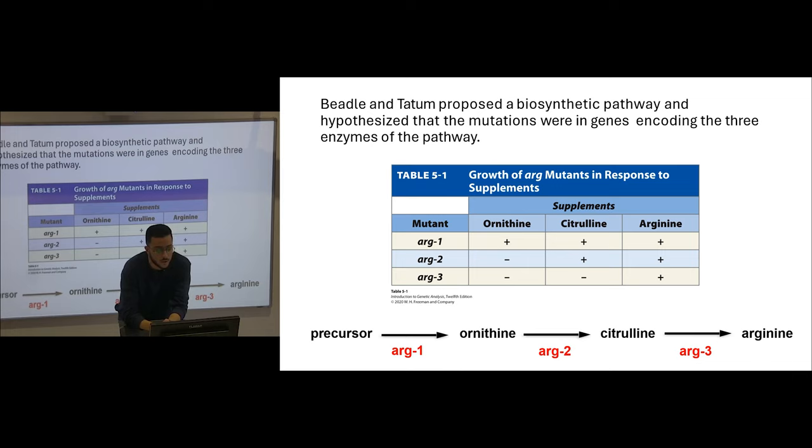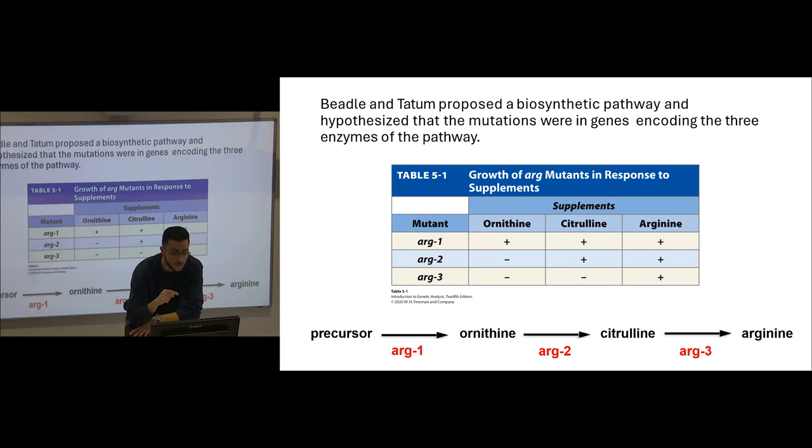Sorry. The table means that they grow in the supplement. So when you supplement ornithine, they will grow. When you supplement citrulline, they will grow. The plus means grow, not need to be supplemented. Sorry for that. Let me repeat that to be clear, okay? The plus does not mean you put the supplement. The plus means that it grows in there.